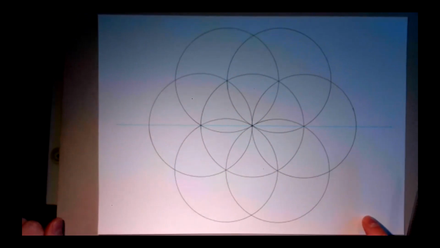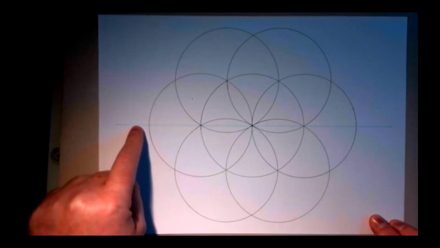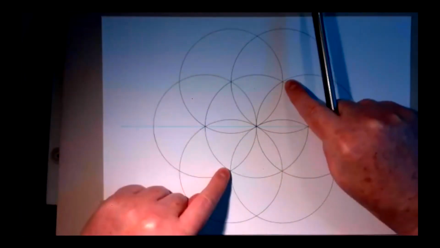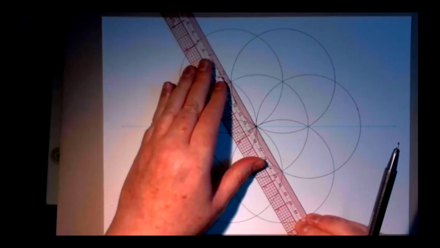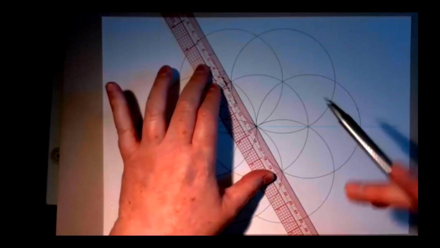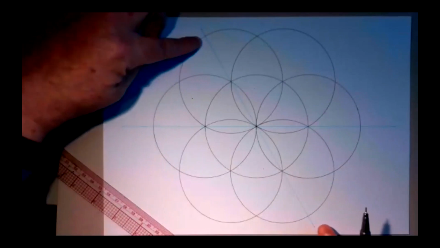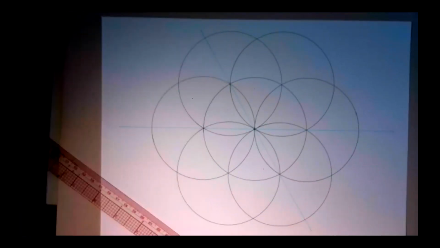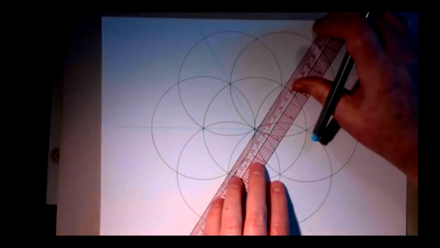What we're going to do next is, like we have this horizontal line going through the tips of those 2 petals, we're going to add lines across the other petals. And as I do this, I'm letting my line cut all the way across so it extends out beyond those outer circles.